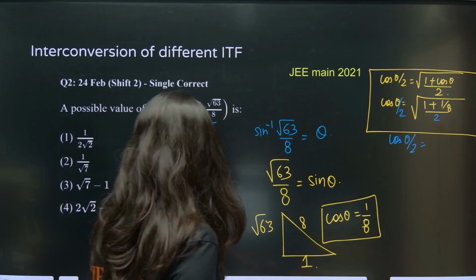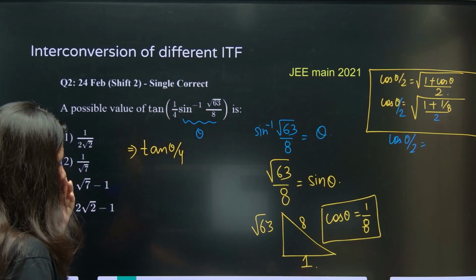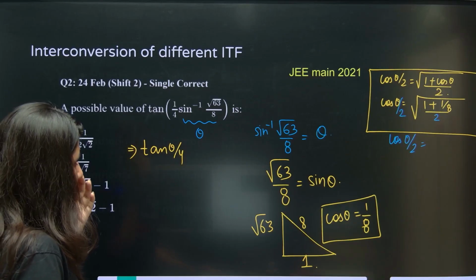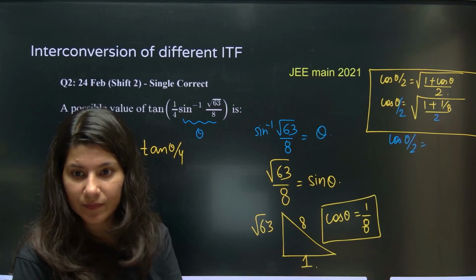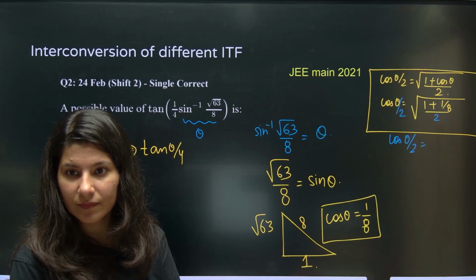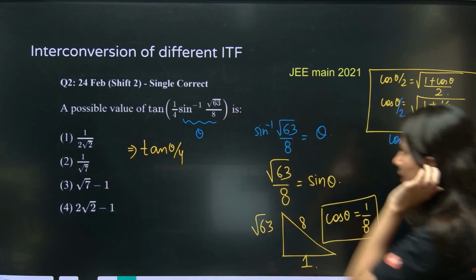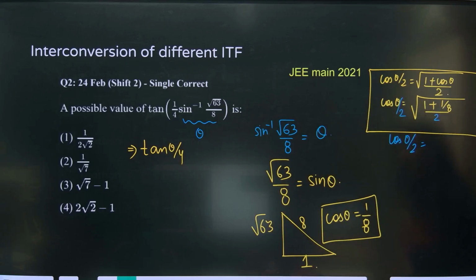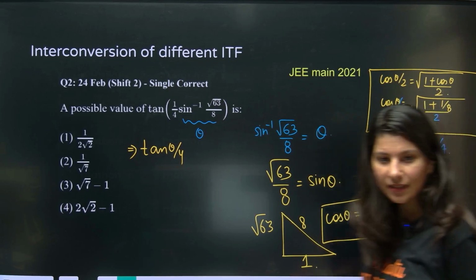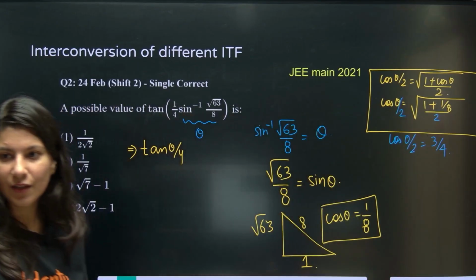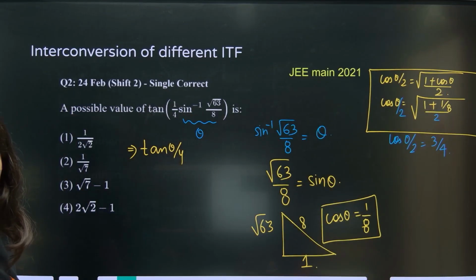See, I have cos theta and I want cos theta by 2, right? Yes, cos theta by 2 is 3 by 4. 3 by 4, right?